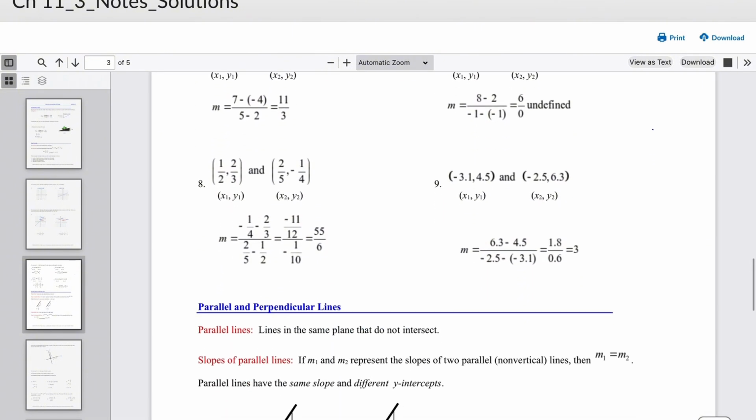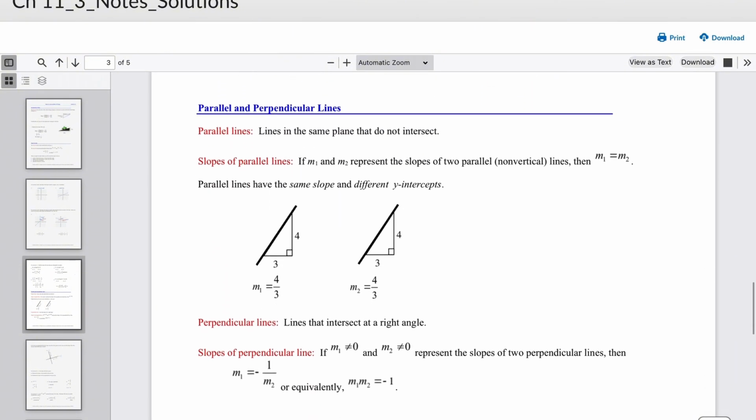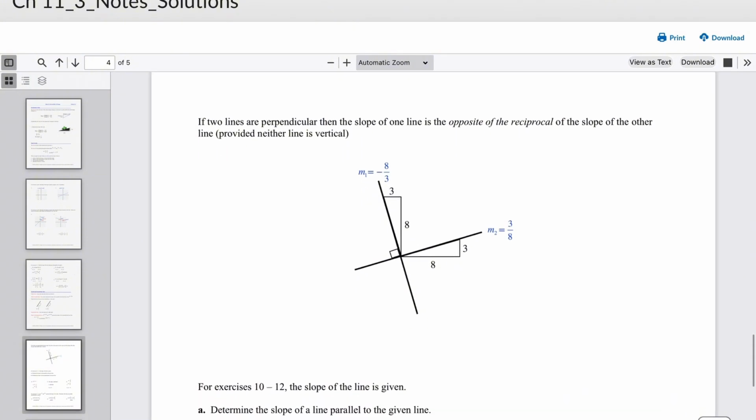And as you can see, you have some sample problems. So parallel and perpendicular lines, right? So just read that over. The slopes matter. So parallel lines have the same slope. Perpendicular lines have the opposite reciprocal. So that means that if I have 3 as the slope, the negative reciprocal would be negative 1/3. Okay? So that is what you have to think about.